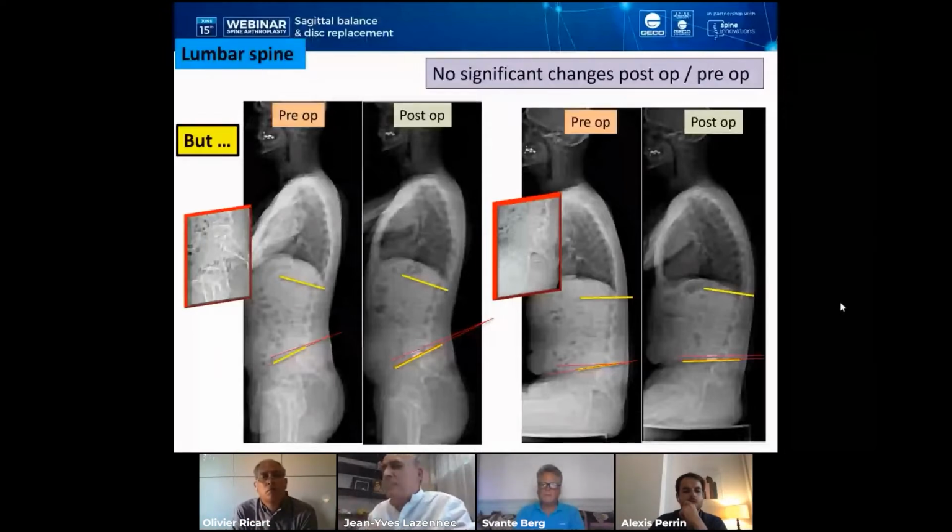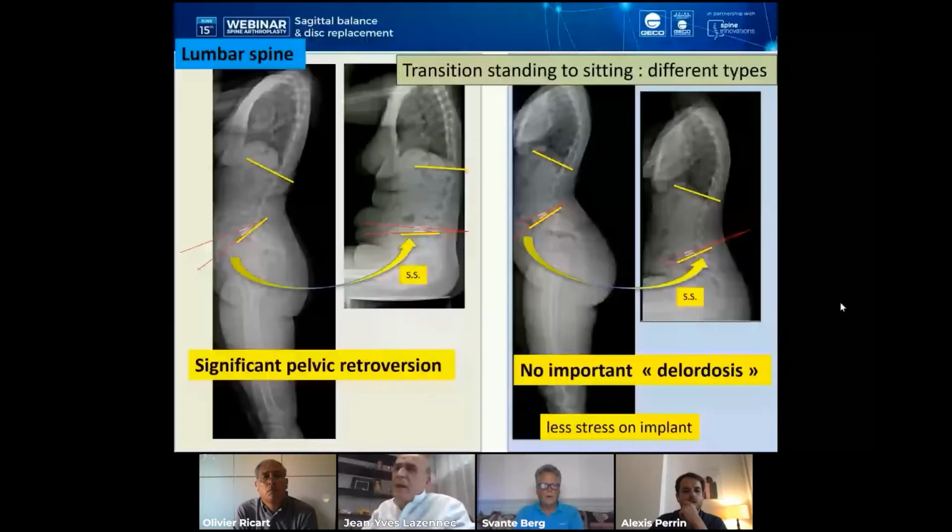But look at the hip. And so I think spine surgeons must look at the hip. And you see that after the prosthesis, this patient used his hips less than before, probably because he is less painful. So we have different types. We know that standing and sitting, no standard modification between pre-op and post-op.